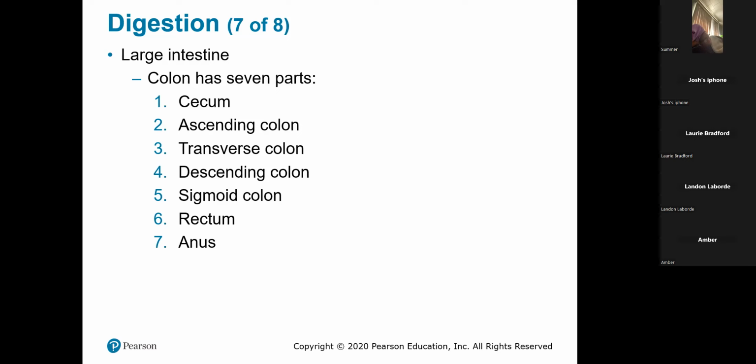So the large intestine is also what we refer to as the colon. This consists of 7 parts. The first is the cecum, and we have the ascending colon, the transverse colon, the descending colon, the sigmoid colon, the rectum, and then the anus.